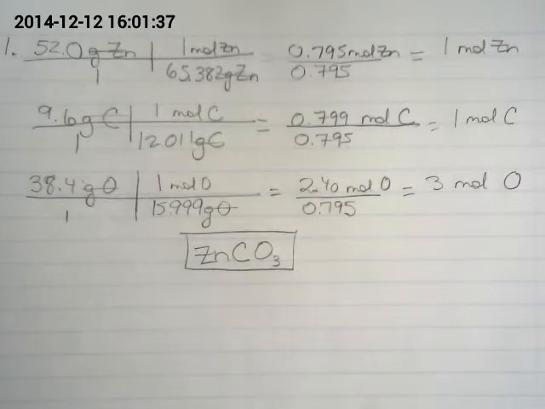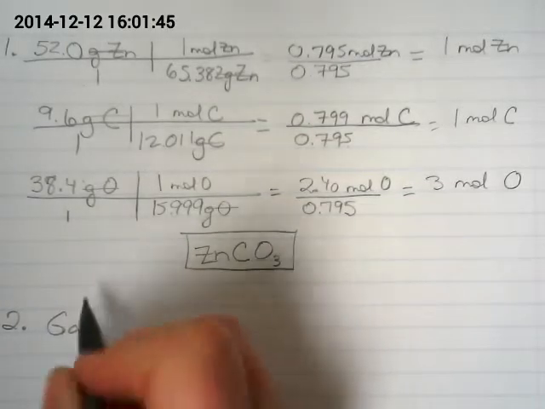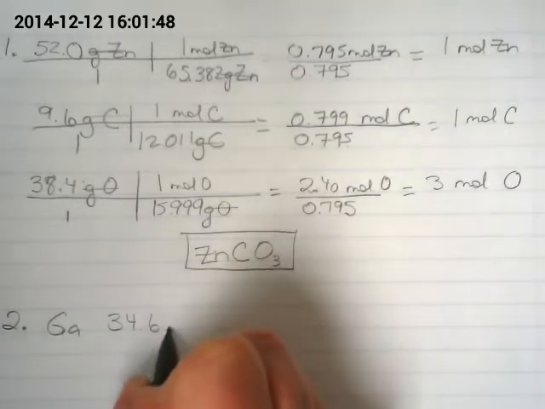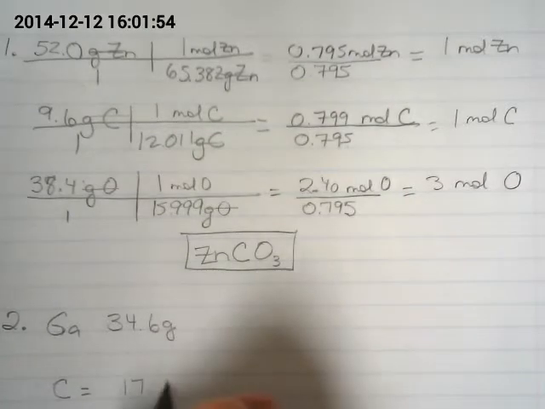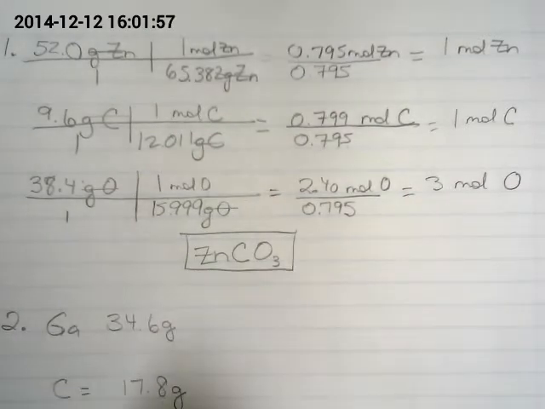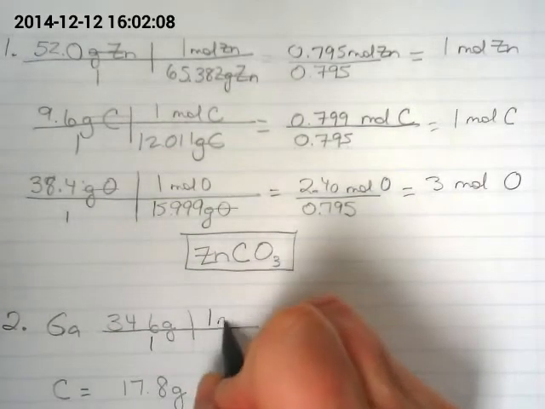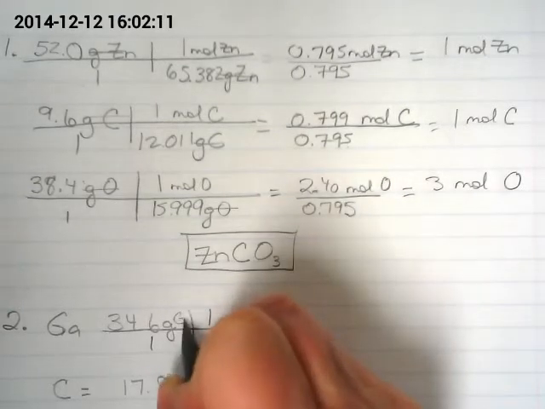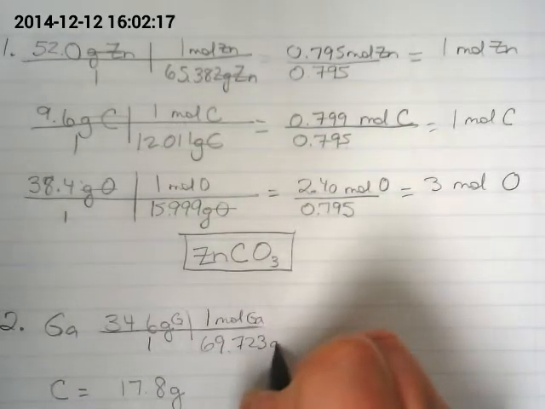Problem number 2 is done the exact same way. Gallium is 34.6%, so we're going to change it to grams. Carbon, we start with 17.8%, change it to grams. Oxygen, we start with 47.6%, so we change that to grams. Then again, we're going to change each of these using the molar mass. 1 mole of gallium, once you go to the periodic table, that is 69.723 grams.